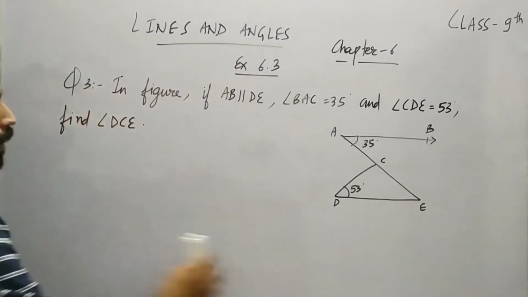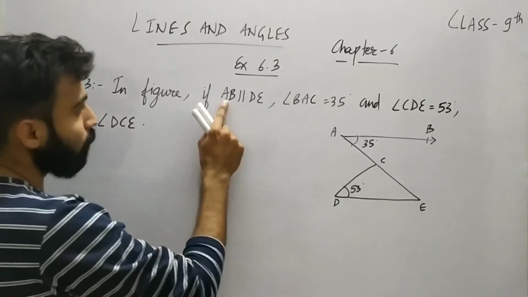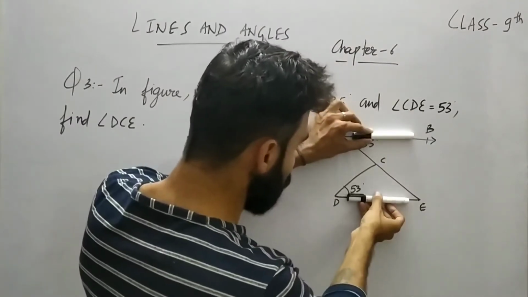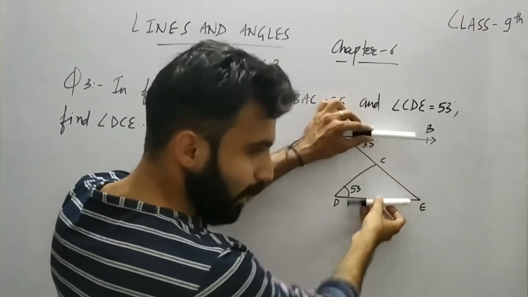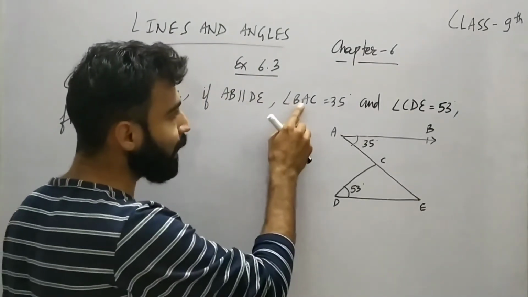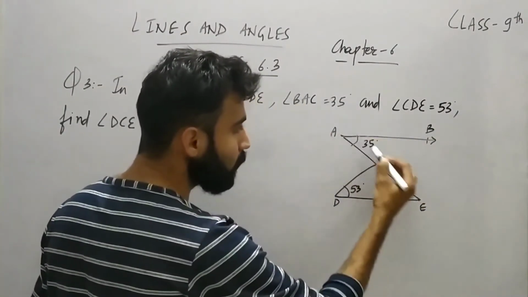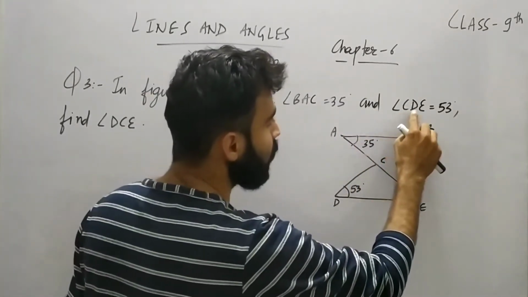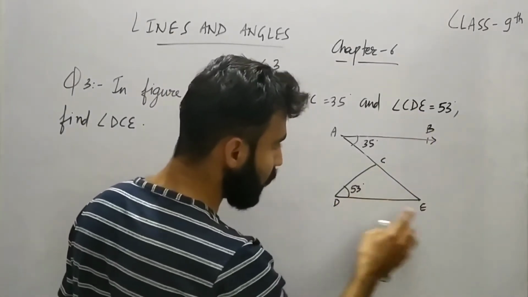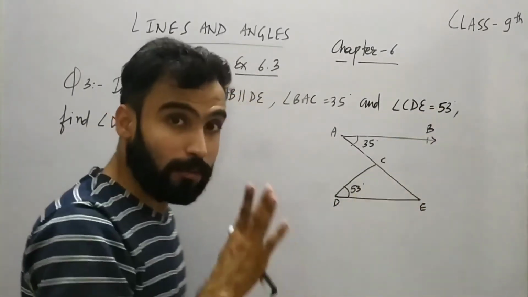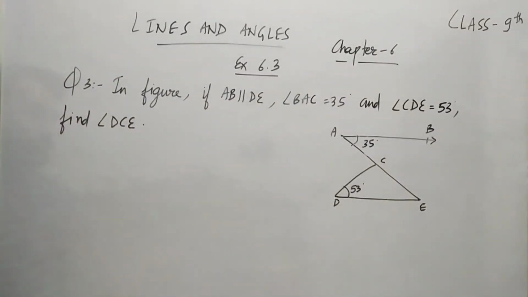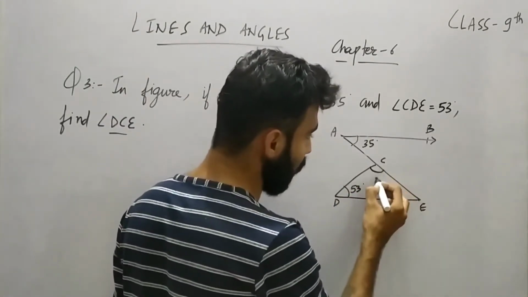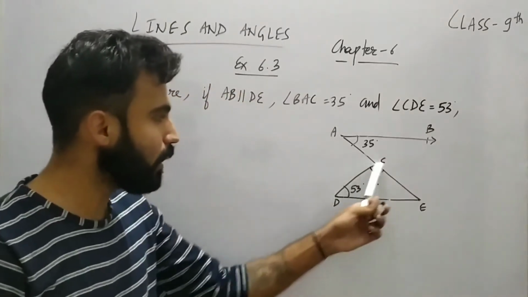Now question number 3. In the given figure here, you can see AB is parallel to DE. So it is given to us that AB is parallel to DE, right? Now angle BAC is given to us as 35 degrees, right? And angle CDE is also given to us as 53 degrees, right? Now what we have to do is simply find out angle DCE. So let me just mark that DCE is this angle. So we have to simply find out this angle DCE, right?